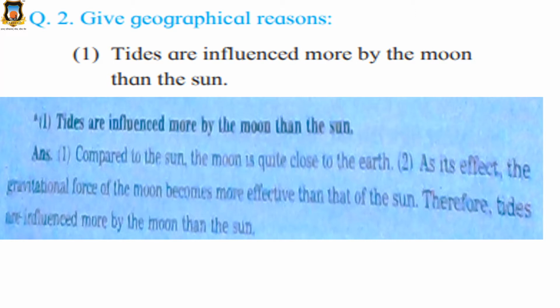Tides are influenced more by the moon than the sun. It's very simple. Why? Compared to the sun, the moon is quite close to the earth. We all know this. As its effect, the gravitational force of the moon becomes more effective than that of the sun. Therefore, tides are influenced more by the moon than the sun. This is your answer and you are supposed to write the answer in your notebooks very properly. Understood all of you?